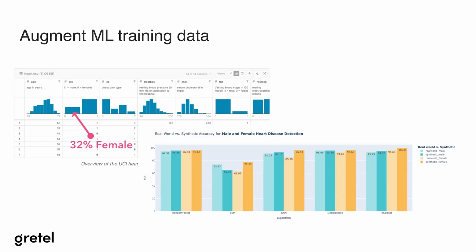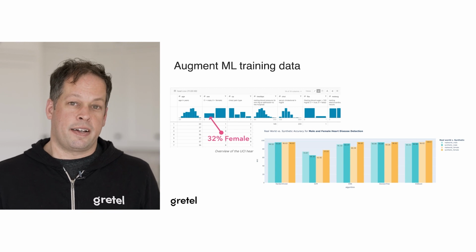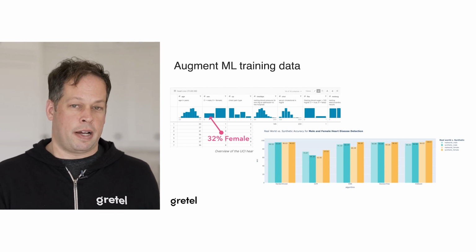In the example in front of us, university researchers at UCI took a popular heart disease detection data set that had a flaw. As you can see, there was a massive distribution change between the number of female and male patients in the data. This leads to training a machine learning model on top of that data, where the machine learning model will be excellent in this case at detecting heart disease across male patients, but very poor at detecting across female patients.